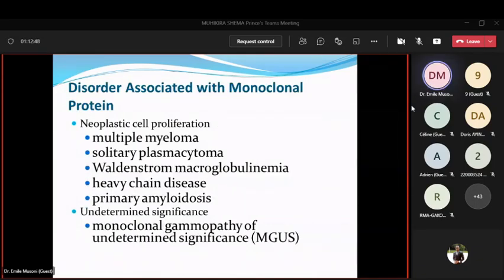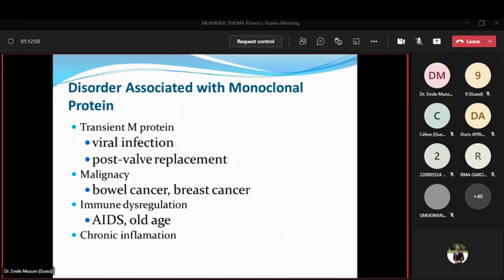These are some disorders associated with monoclonal proteins. I've seen multiple myeloma, solitary myeloma, or Waldenström heavy chain. I've seen it at the beginning. This one also has some disease associated.